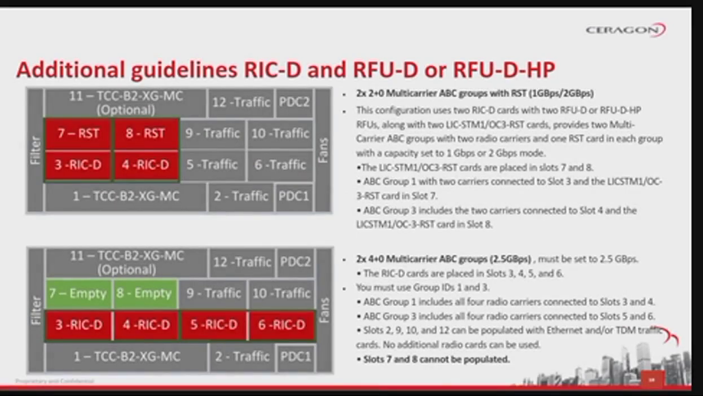Additional guidelines for RIC-D and RFUD or RFUD-HP. 2x2 plus 0 multi-carrier ABC groups with RST, 1 gigabit per second or 2 gigabit per second. 2x4 plus 0 multi-carrier ABC groups, 2.5 gigabit per second, must be set to 2.5 gigabit per second mode.